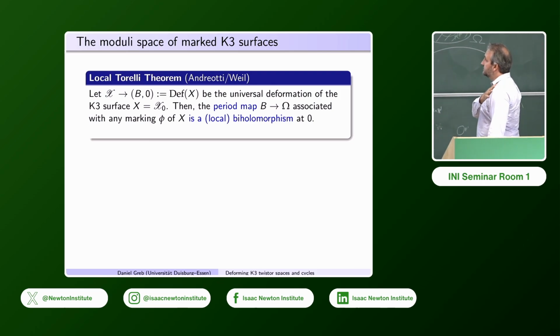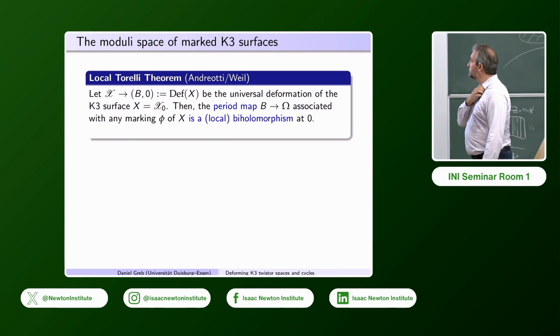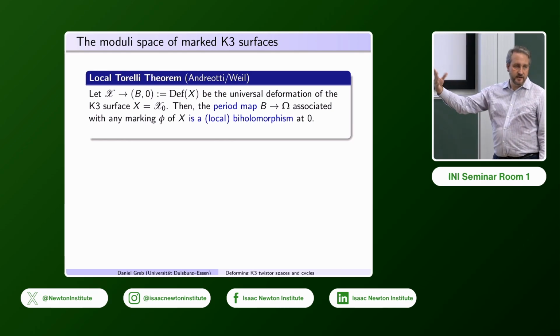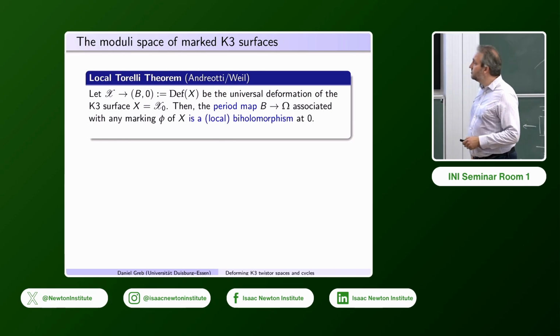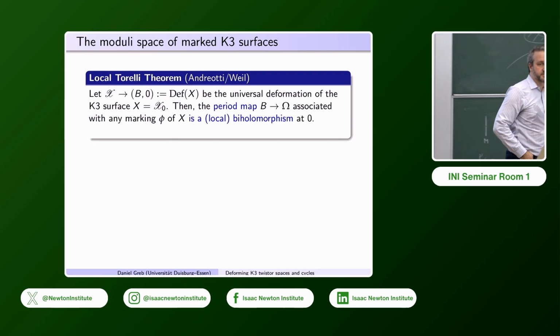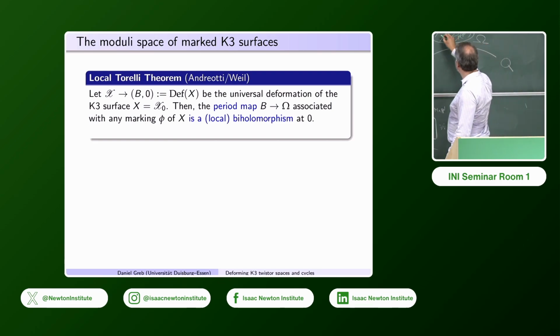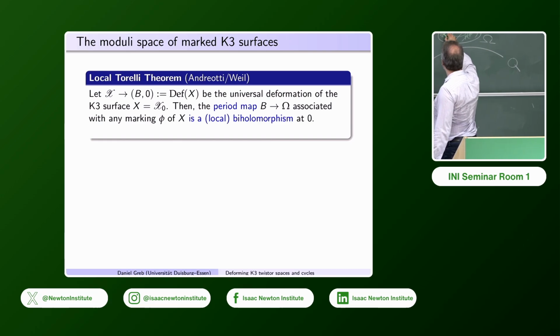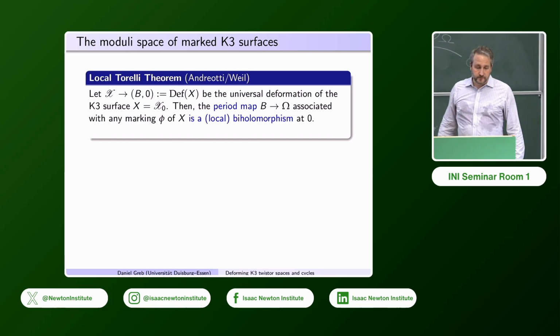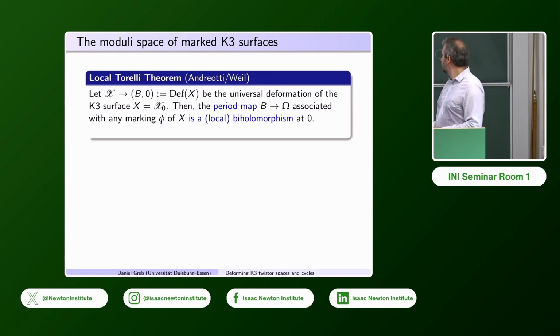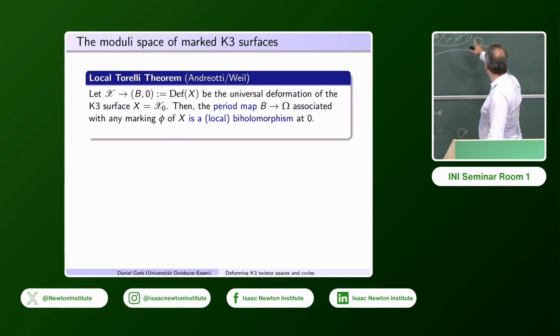Then the period map associated to this universal deformation, once you mark it, is a local biholomorphism at the base point. So this means that, let's say I have a point here, which is the image of one K3 surface. This quadric has the right dimension, right?